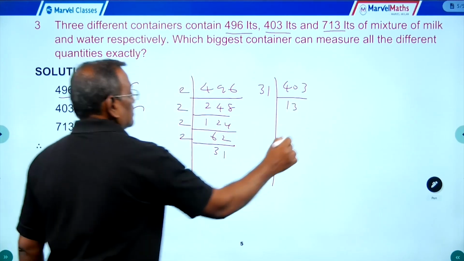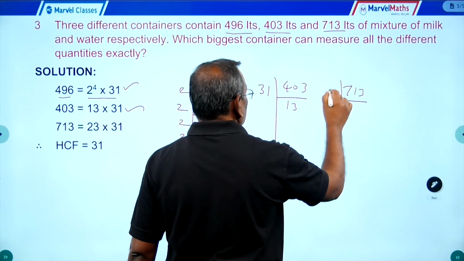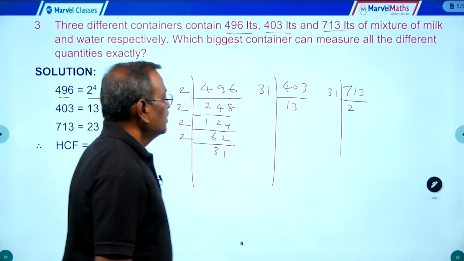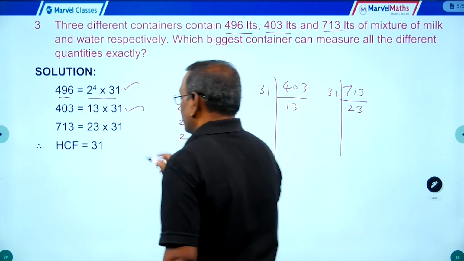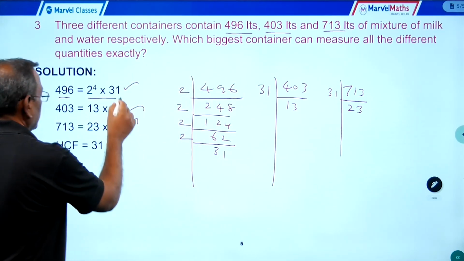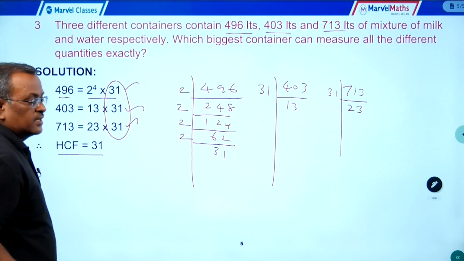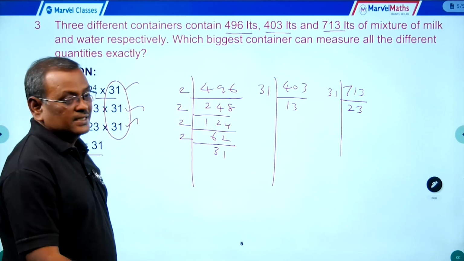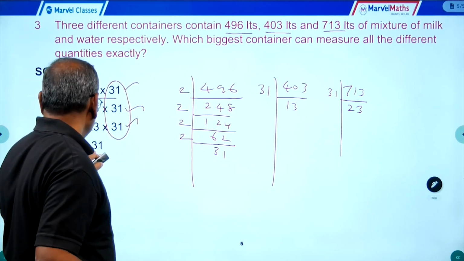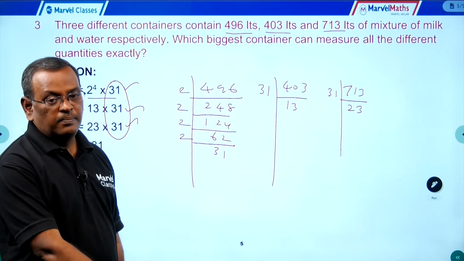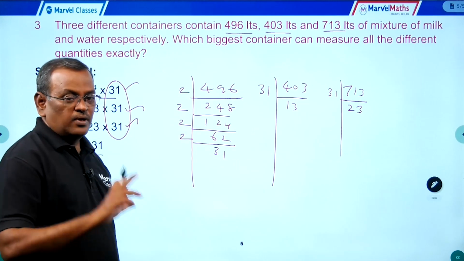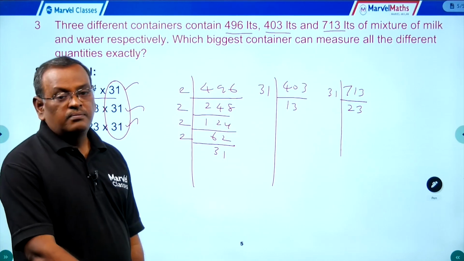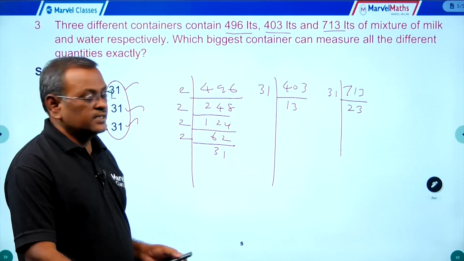Similarly 713. But 31 is there in both the cases, so 2 times 31 is 62, and 3 times is 93, so 23 into 31. And what is the common factor? The common factor is 31. So HCF is 31. The question is, which is the biggest container that can measure all different quantities exactly? The container quantity is nothing but 31 liters of milk and water. So you need a small container which has a capacity of 31 liters of milk and water. So this is a problem related with HCF.